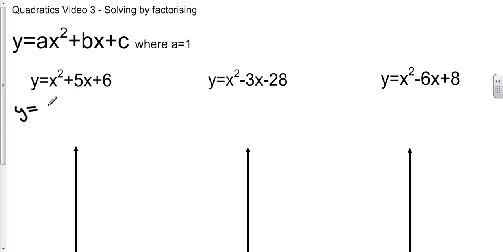In this one, if you remember, we're looking to factorise it, so it should split into two brackets. It's just x squared, so there's going to be an x and an x at the front of the bracket, and we're looking for two numbers that add to give 5 and multiply to give 6. So that's going to be 2 and 3.